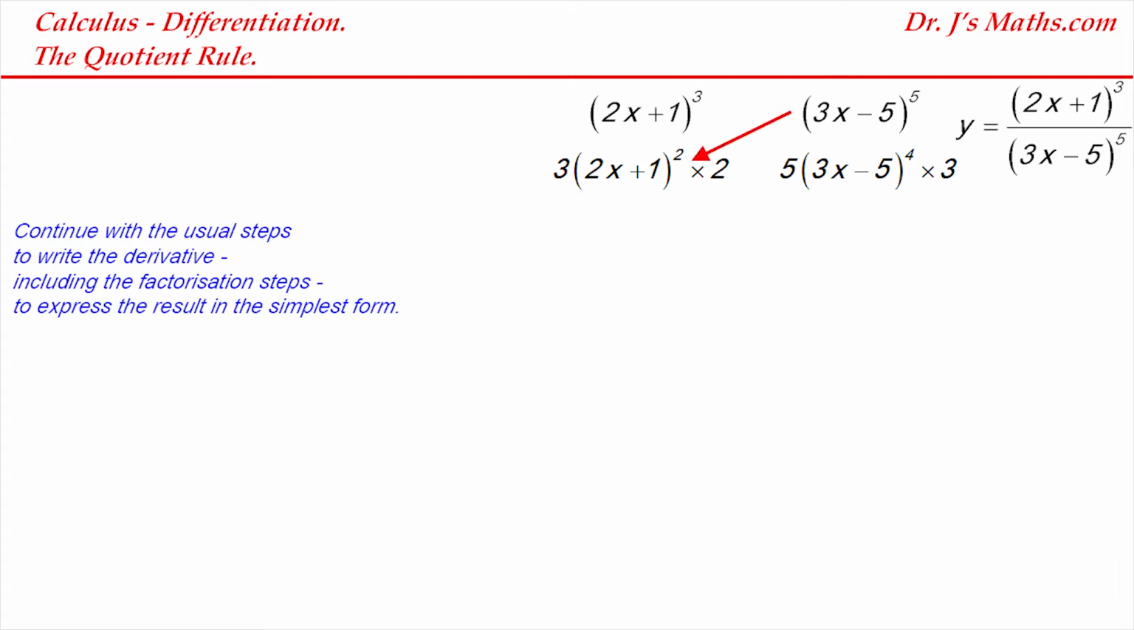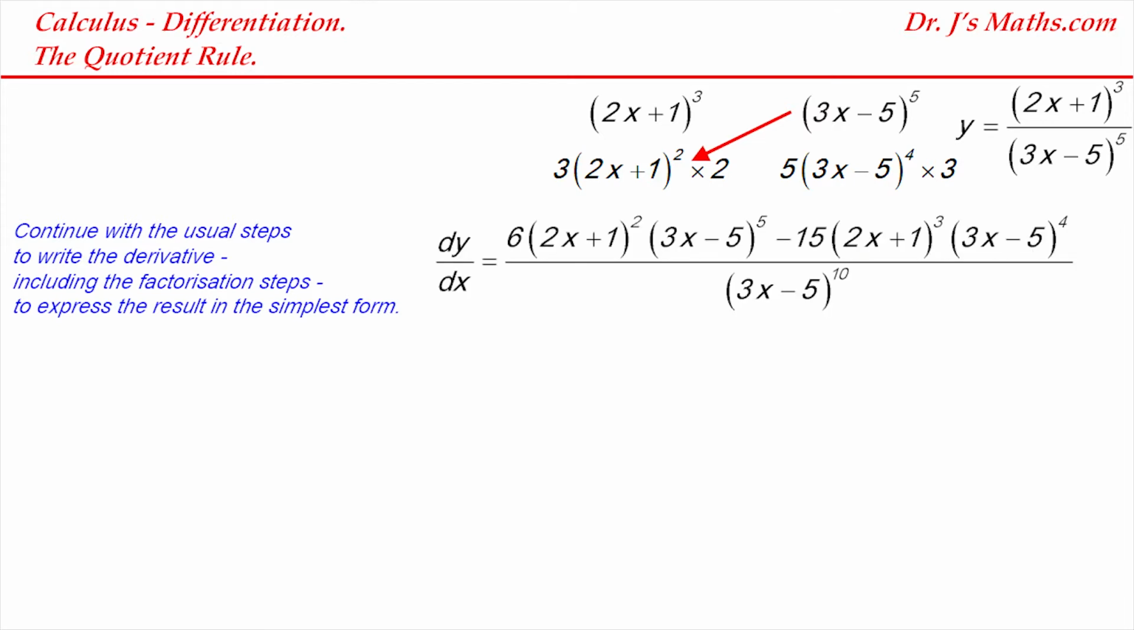Start in the top right hand corner, multiply by the lower left corner, so we have 6 times 2x plus 1 squared times 3x minus 5 to the fifth. We write down our negative sign, and then we multiply top left by bottom right. 5 times 3 is 15 times 2x plus 1 cubed times 3x minus 5 to the fourth. And then we divide by the denominator squared, which is 3x minus 5 to the fifth squared, which is 3x minus 5 to the 10th.